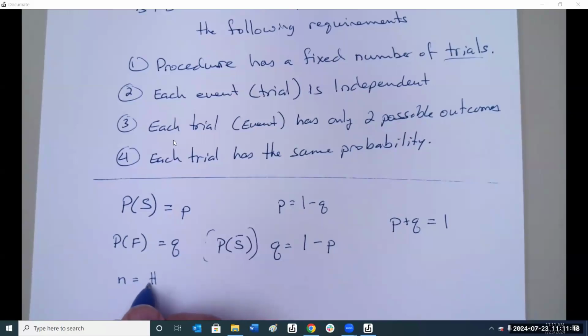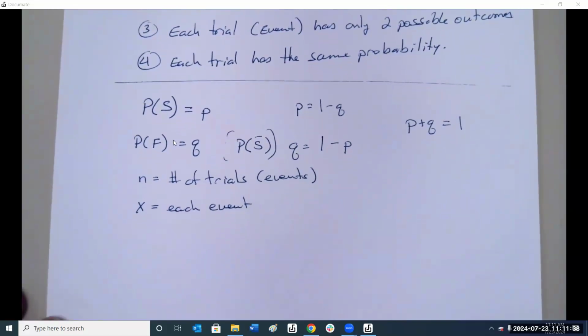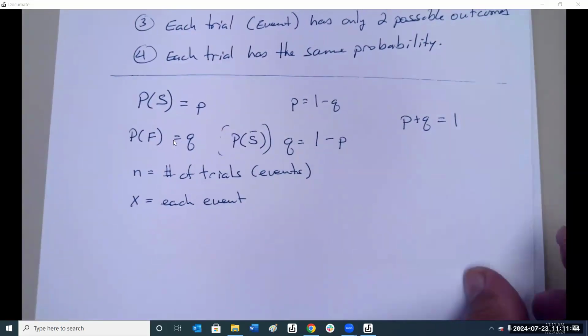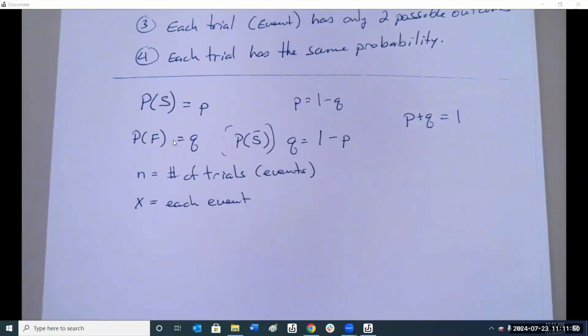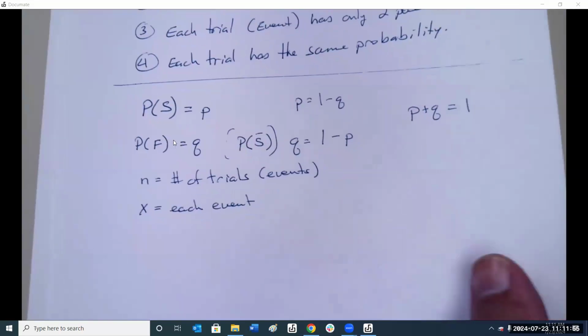n is the number of trials or events. x is the outcomes of each event. So now we're sticking to these, because little p represents the probability of success and q is the probability of failure. Let's look at example 1.